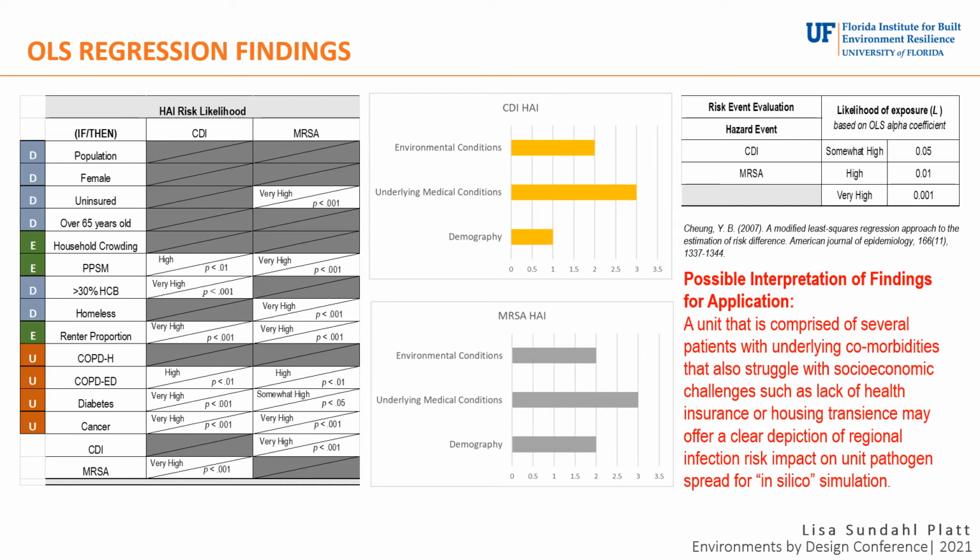Additionally, this effort also helped the team to identify a hospital unit that best represented patients, which represented the socio-ecological factors deemed significant. Specifically, a unit that was comprised of several patients with underlying comorbidities that also struggled with socioeconomic challenges such as lack of health insurance or housing transients, which offered a clear depiction of regional infection risk impact on unit pathogen spread for in silico simulation. In the case of our clinical collaborators' opinion, they felt that the ICU would be the best fit for this data in continued scenario modeling.